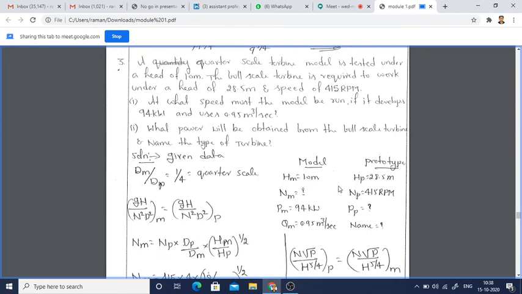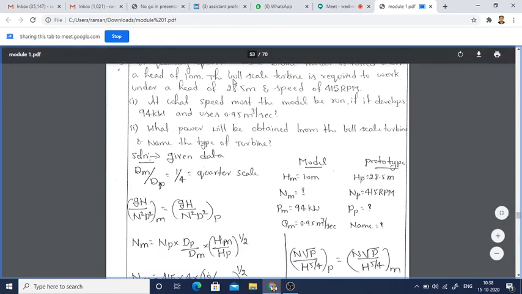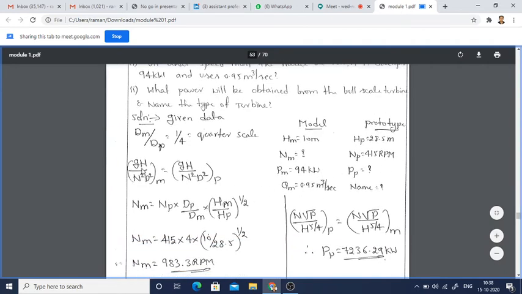So Hm is 10 meter and Hp is 28.5 meter. They had given these things, and speed is 450 rpm for prototype. They are asking for what is the speed of the model. So the power is also given. So substitute in this. Now take the discharge coefficient. So if you take the discharge coefficient, this you will get.